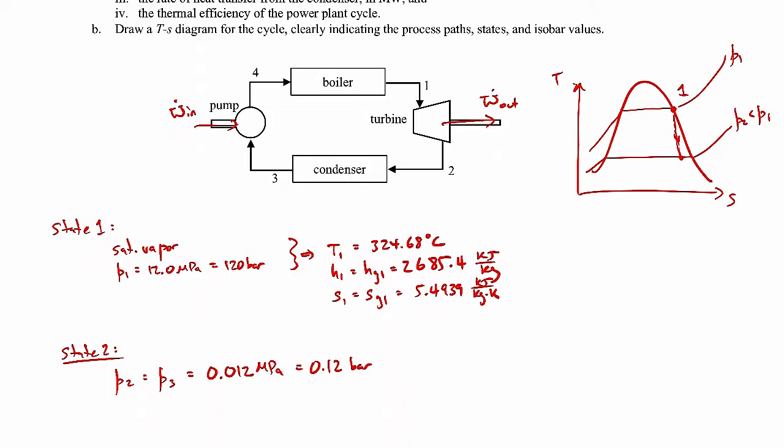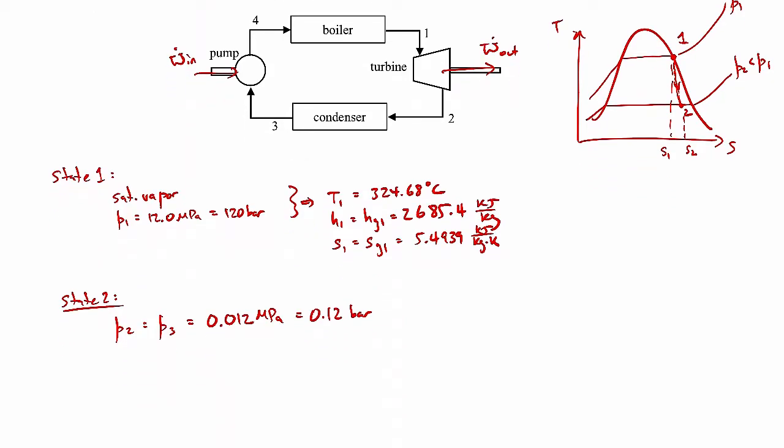Right, so our state 2 will have a slightly larger specific entropy than state 1. But it'll be a saturated liquid vapor mixture, so the temperature corresponding to state 2 will be the saturation temperature at that pressure. So we can go back to the tables to find the saturation temperature for that. That comes out to be 48.66 degrees Celsius.